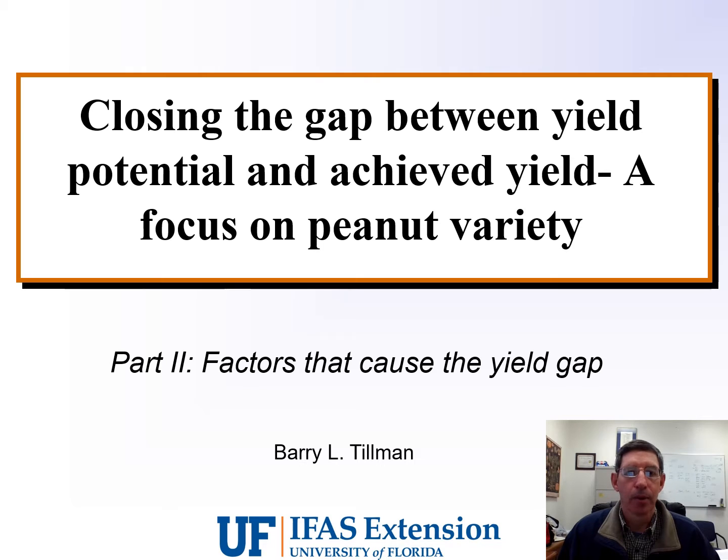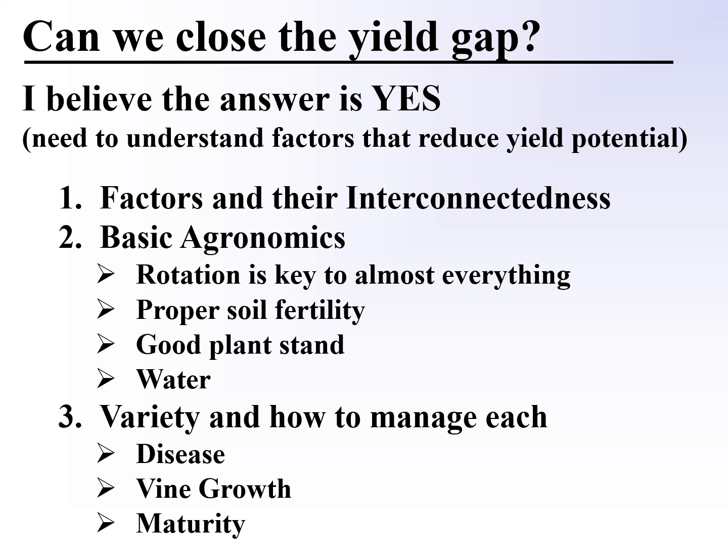Welcome back to part 2 of closing the gap between yield potential and achieved yield, a focus on peanut variety. In this section, we'll answer the question that I posed in part 1, can we close that yield gap? And we'll do that by looking at the factors that cause the yield gap. First, let me answer the question that I posed in part 1, can we close the yield gap? I believe the answer to that question is yes.